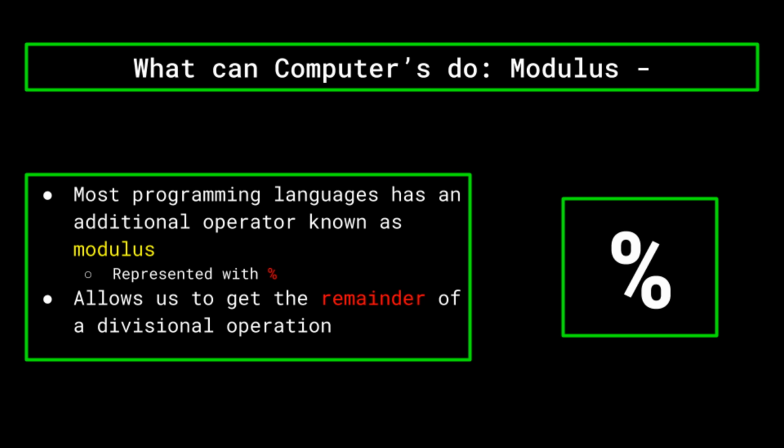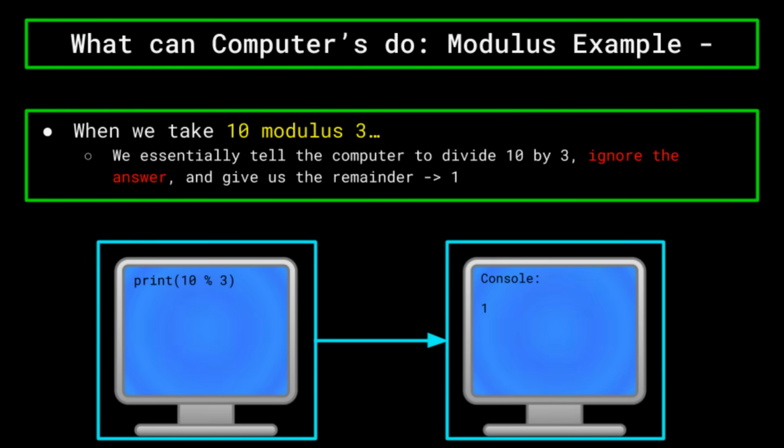For example, when we take 10 modulus 3, we are essentially telling the computer to take 10, divide it by 3, ignore the actual answer, and just give us the remainder of the operation, in this case 1. Since when we divide 10 by 3, the answer is 3 remainder 1. The 1 in this case is what gets printed out to the console.